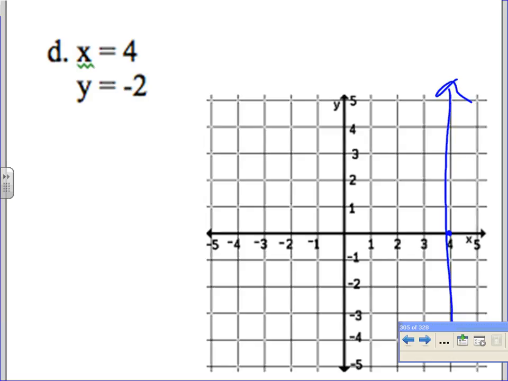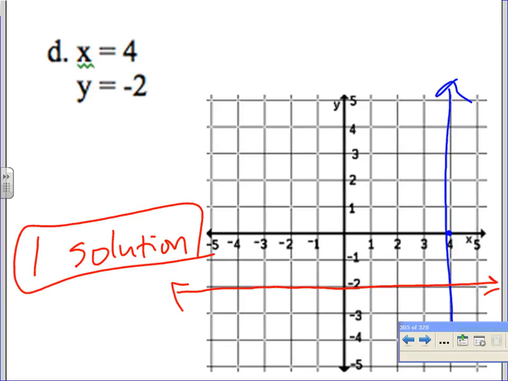Y equals negative 2, Mike. What does that equation look like? Good job. Horizontal line going through negative 2. Your slope is 0 in this one. Just by looking at this graph, how many solutions does this have, or does the system have? Shane? Good. It's going to have 1 solution. Who can tell us what this solution is? Ray? Good job.